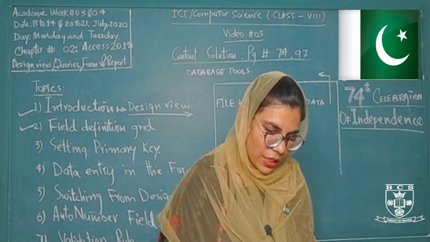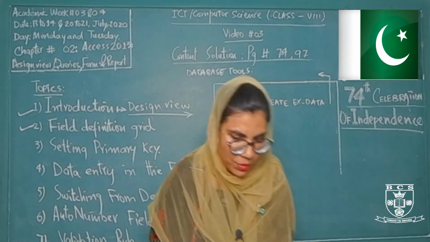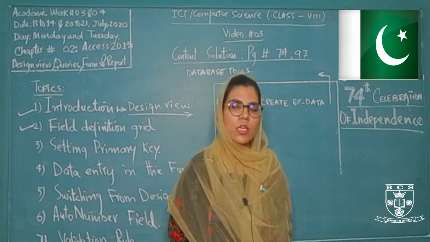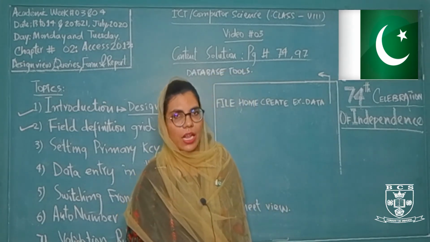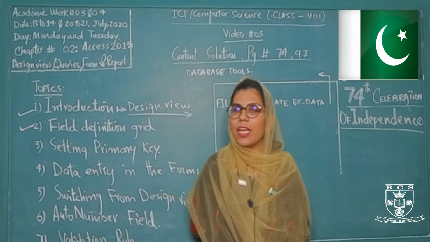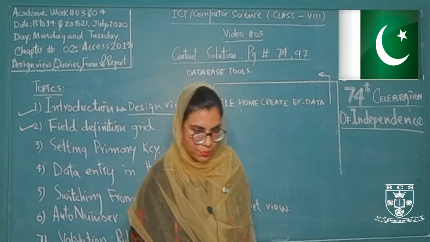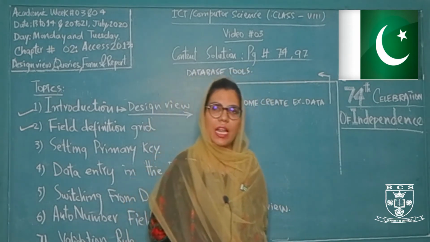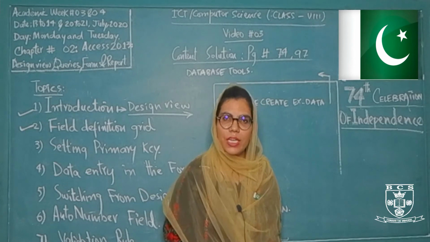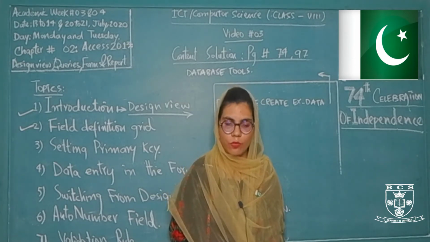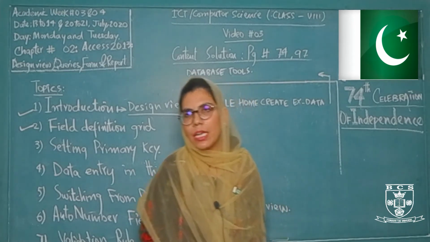Now the next part is your field name. Field name is used to assign the list of different field names used in the table. Then we have data types. In design view, by default we have the short text data type. However, we can change this data type whenever we need in any of the fields. Means in any field you will have a default data type, that is your short text.